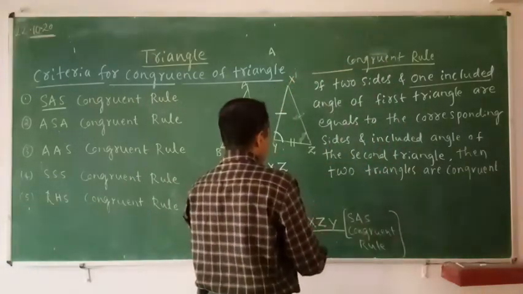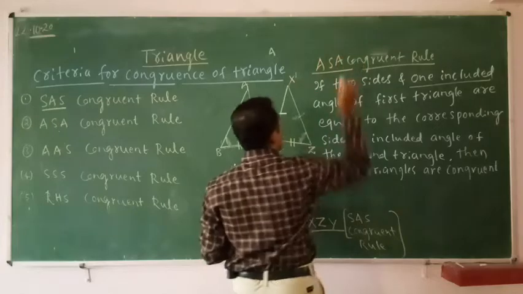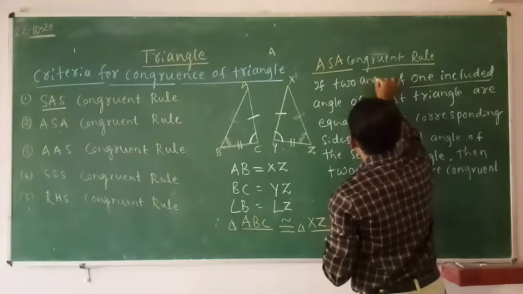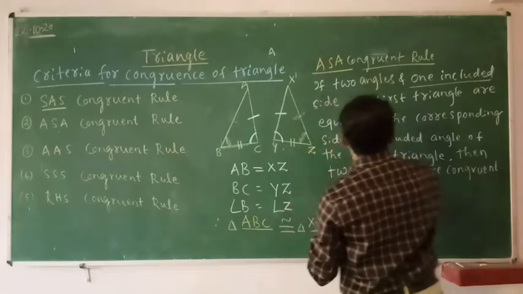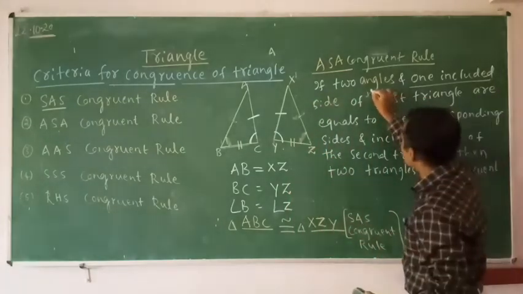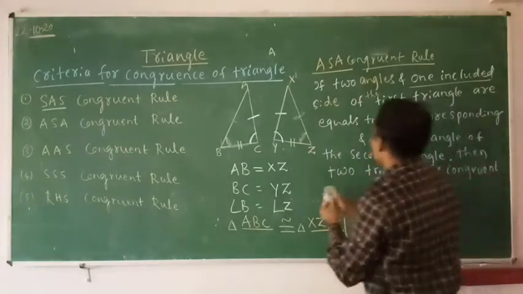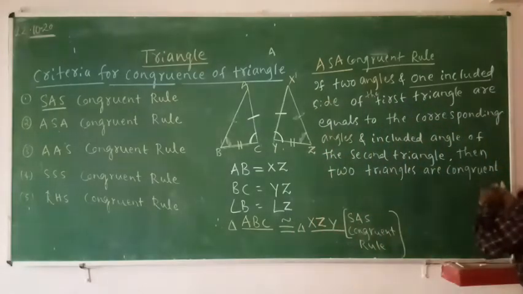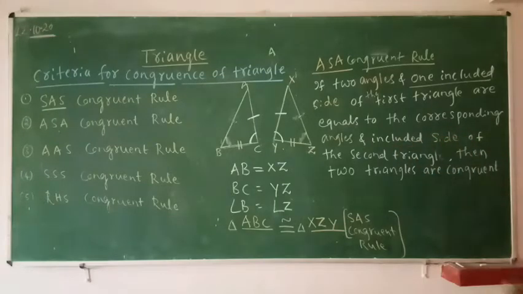I will write here. Simple actually. It is a congruent rule. If two angles and one included side of the first triangle are equal to the corresponding angles and included side of the second triangle, then two triangles are congruent.